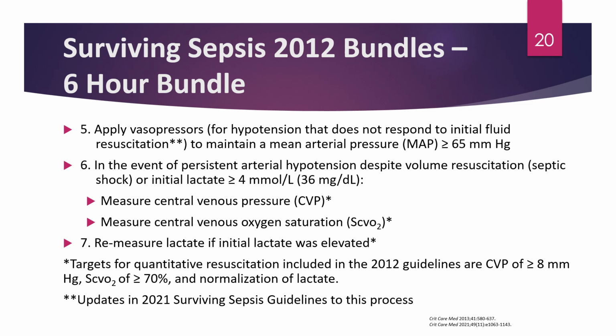Surviving Sepsis Guidelines of 2012 also had a 6 hour bundle. And what the 6 hour bundle said was give vasopressors for patients that had hypotension that does not respond to initial fluid resuscitation. And there's obviously going to be updates to that as we keep going on. In the event that the patient still has persistent hypotension despite adequate fluid resuscitation or lactate greater than 4, we're going to measure what's called a CVP and a central venous oxygen saturation.